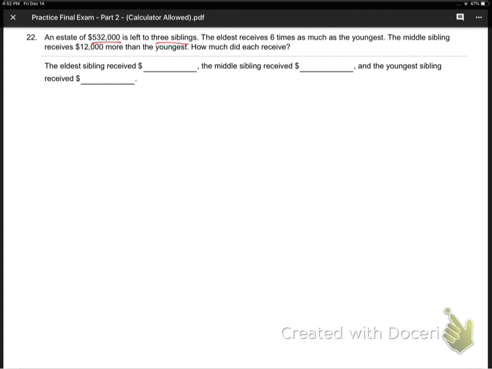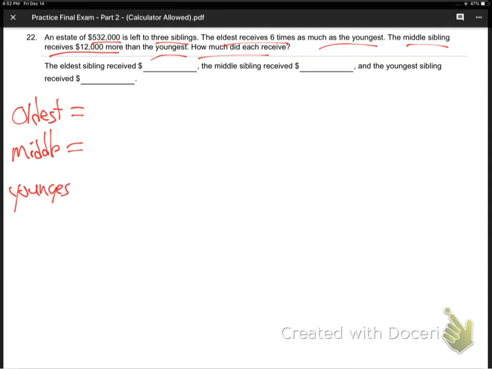Okay, number 22. In an estate of $532,000 to 3 siblings, the eldest receives 6 times as much as the youngest. The middle receives $12,000 more than the youngest. How much did each receive? So we're going to have oldest, middle, youngest. It says the oldest receives 6 times as much as the youngest. Let the youngest be y, so the oldest is 6y. And the middle is 12,000 more than the youngest, so that's 12,000 plus y.